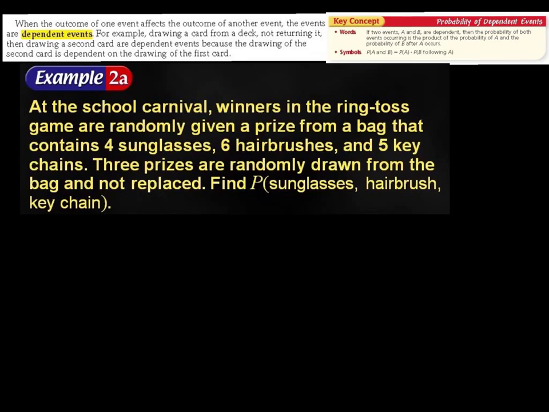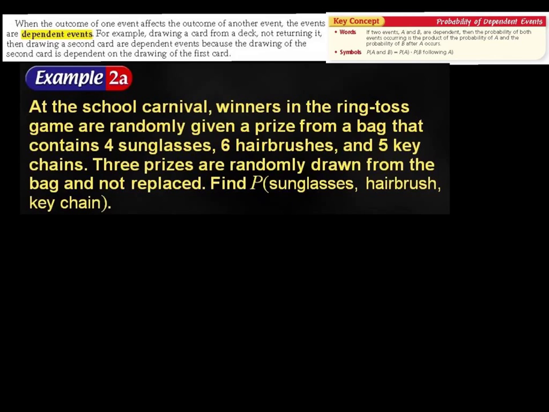At the school carnival, winners in the ring toss game are randomly given a prize from a bag that contains 4 sunglasses, 6 hairbrushes, and 5 keychains. 3 prizes are randomly drawn from the bag and not replaced. Find the probability of pulling out sunglasses, then hairbrush, then keychain.